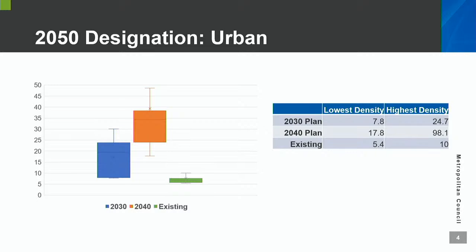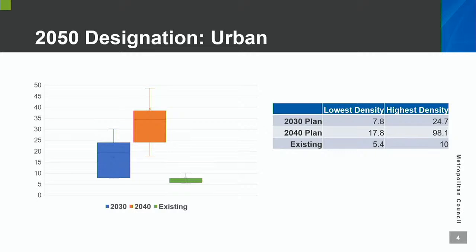The lowest existing density between these communities is just above 5 units an acre, and the highest is 10. I can tell you the highest is Minneapolis. As you're seeing, for example, in the 2040 plan table, the highest density is 98, but it's not quite showing in the chart. That's an outlier. I try to take the outliers out of the chart so that it doesn't become too small to see. But it is generally showing the distribution of where those minimum densities are in different plans.